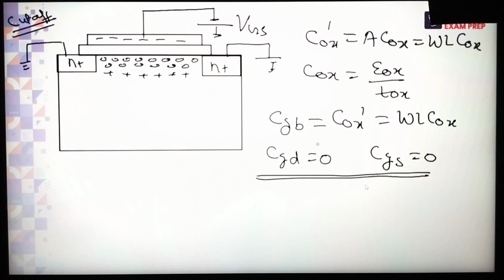No, we are not considering this. Let's say suppose we are entering into a case where the pinch-off voltage is moving. No, not required. During this, we are neglecting the channel length modulation.